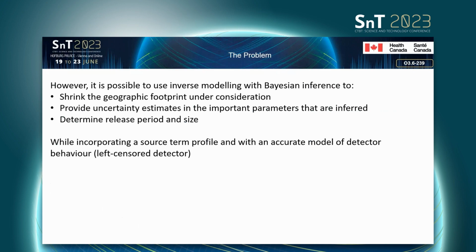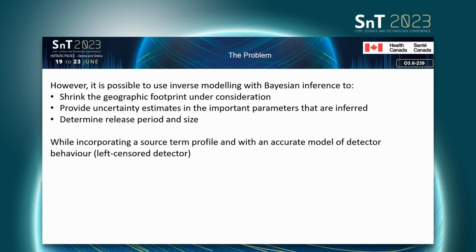So, again, this is what we're trying to do. We can shrink the geographical footprint under consideration using Bayesian inference. We can also provide uncertainty estimates in any of the parameters that we infer. This is something that isn't possible with the PSR type approach. And we can determine the release period and size of release very directly from the data.